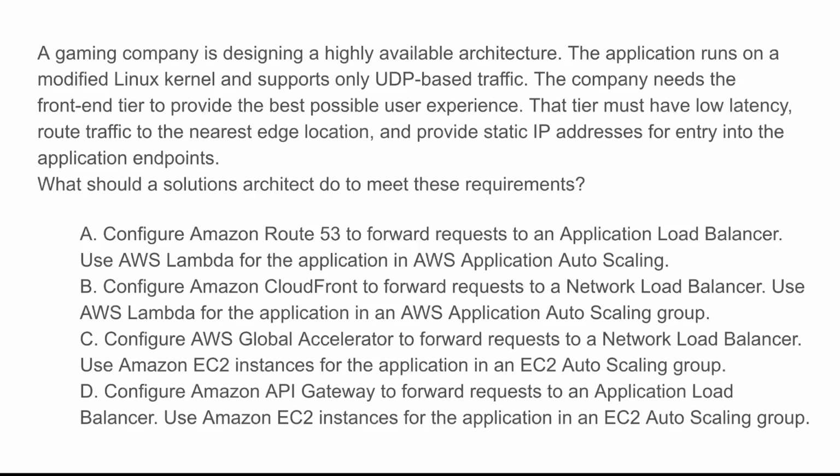Now, the key takeaways for this question. AWS Global Accelerator is the best choice for low latency UDP-based applications. It routes users to the closest AWS edge locations. It provides static IPs, ensuring a stable entry point. And Network Load Balancer efficiently handles high throughput UDP traffic.